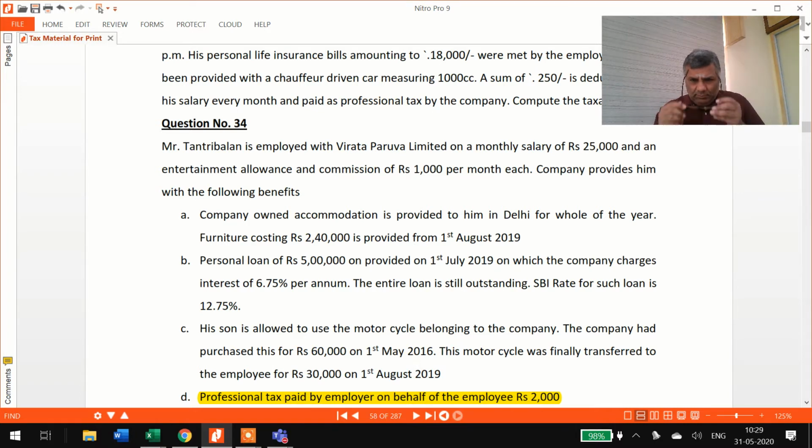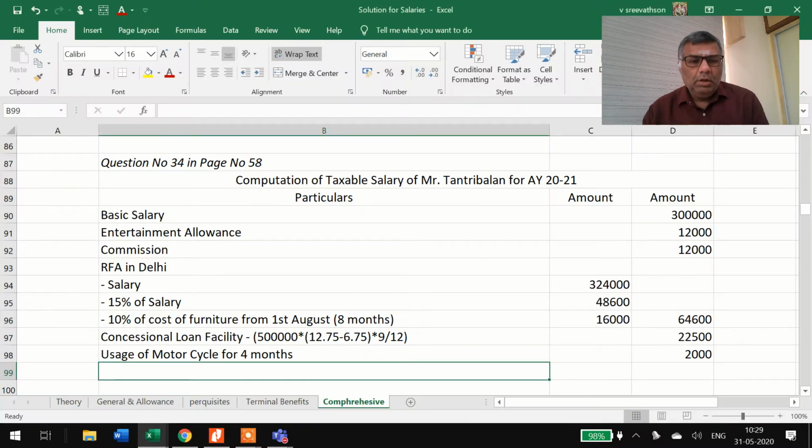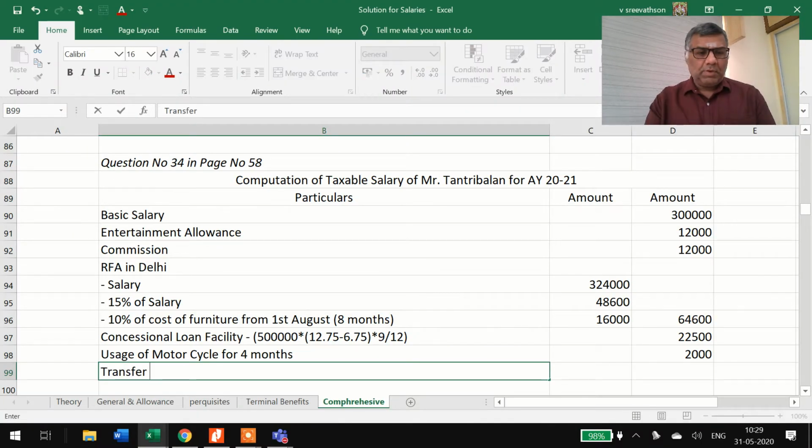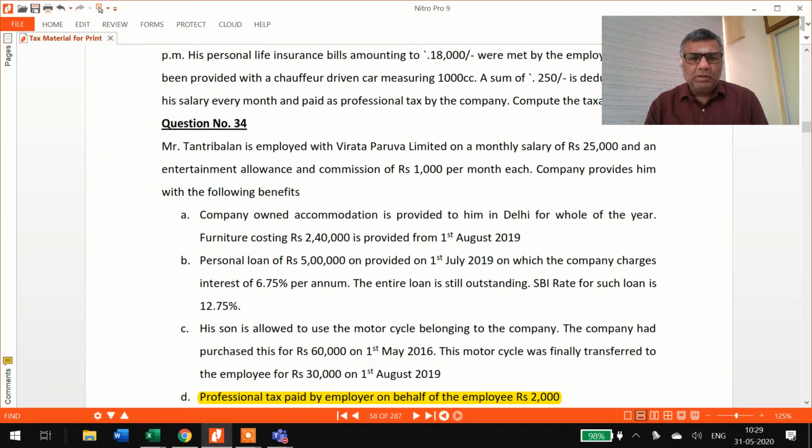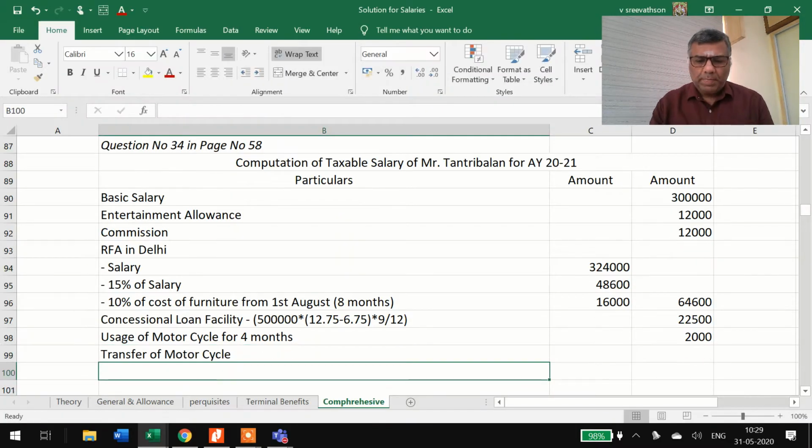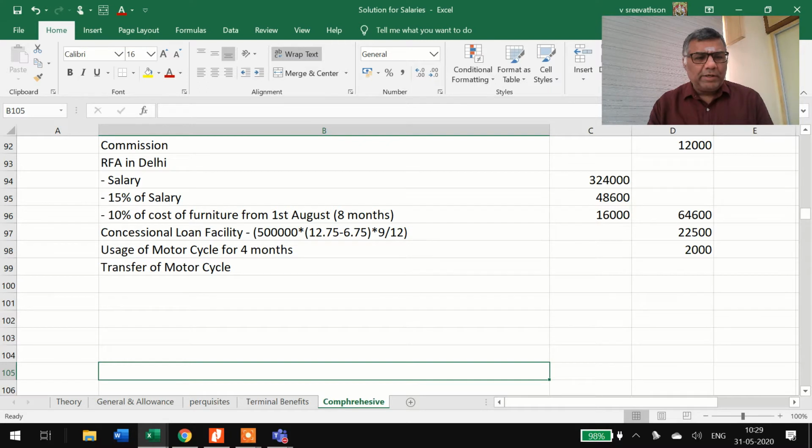Okay, friends. Transfer of motorcycle is coming under 10% straight line. The 12,000 answer was correct. It is another asset: computer, electronic equipment, car, any other asset falls under 10% straight line. I am giving you a detailed working note for that.